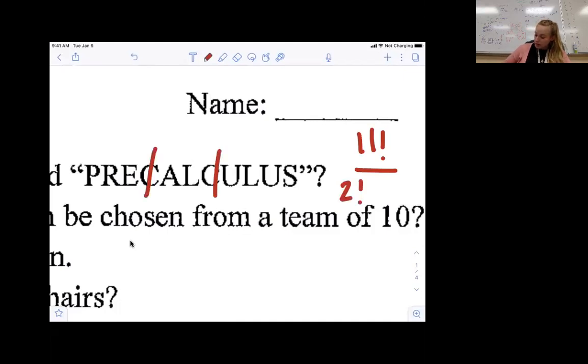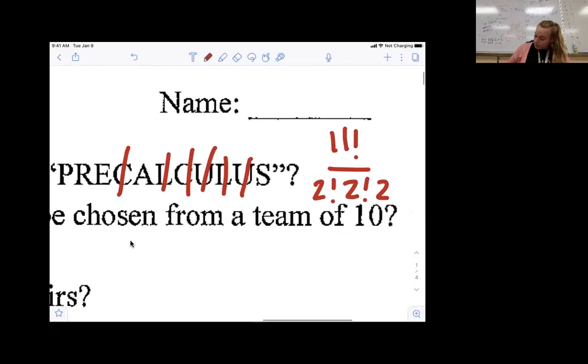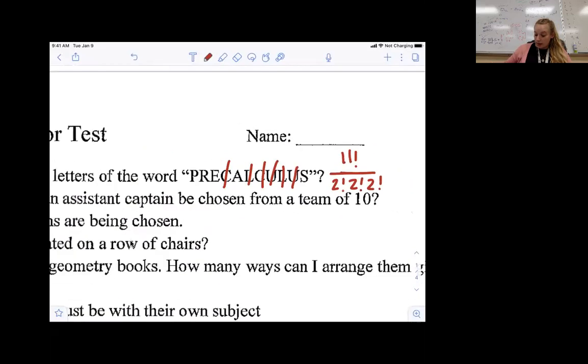So I've got to divide by 2 factorial. No more A's. I do have 2 L's, so I'm going to divide by 2 factorial. And I have 2 U's, so 2 factorial. So my whole answer is 11 factorial divided by 2 factorial times 2 factorial times 2 factorial. That's the best answer. That's the best way I want you to write it.